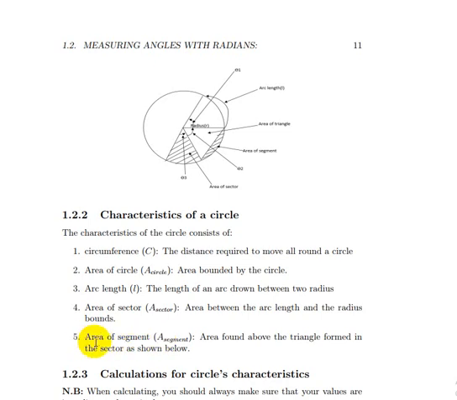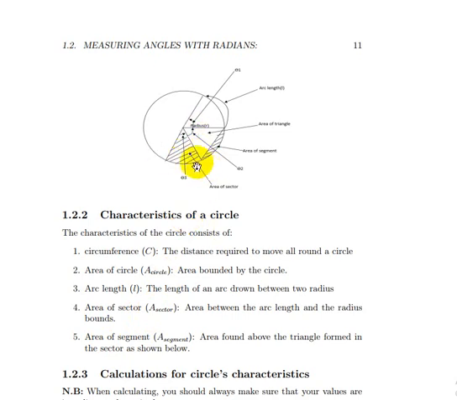The next one is the area of the segment. You need to keep in mind that on this part you have the area of the sector, and here the area of the sector is mainly shown. We have the area of the sector here. The arc length is here. Now, for the area of the segment, you need to know that there exist two segments. You have a major segment and you have a minor segment.